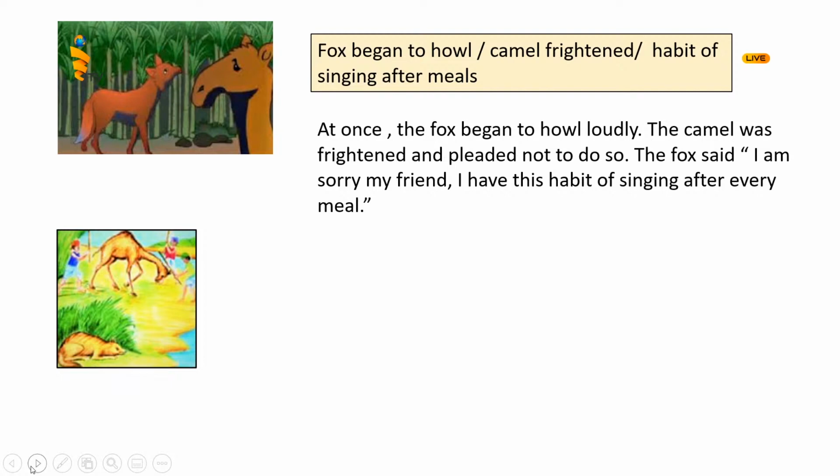Now look at the next picture. What can you see? Yes, the camel was beaten by some people. They may be farmers. Now what is the fox doing? He is hiding under a bush. So these are my words and phrases: farmers came, hit camel, fox hiding. Shall we develop some sentences with these phrases?